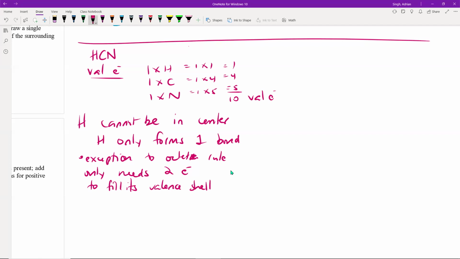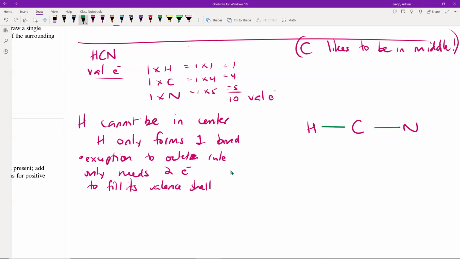So if the H can't be in the middle, then the next least electronegative element is C. And as a general rule, if you see carbon in a structure, go ahead and stick it in the middle, because carbon likes to be at the center of structures. Which means the H is going to be on the outside and the N is going to be on the other side as well. All right, so next thing, we're going to connect these. Connect them with a single bond to begin with.